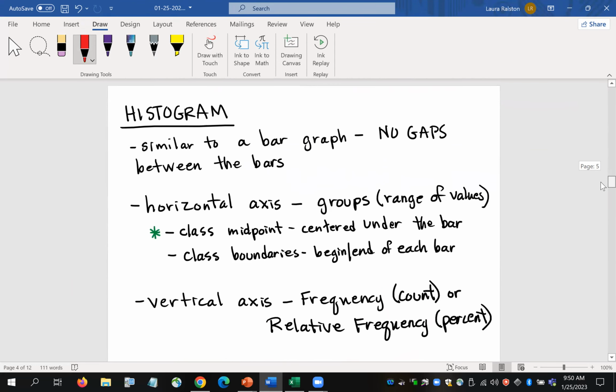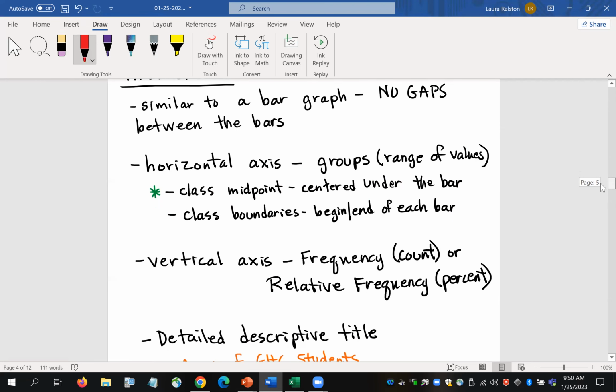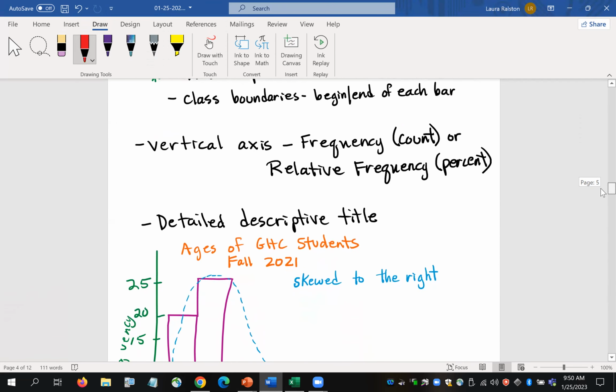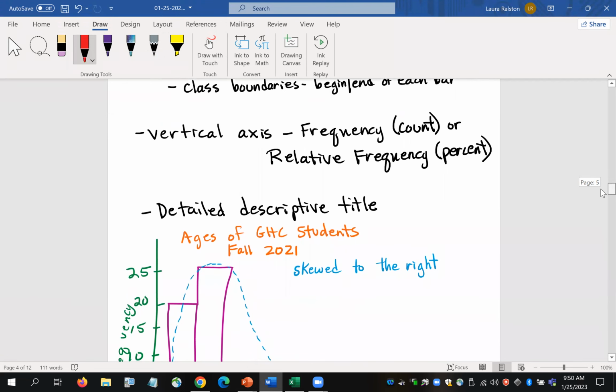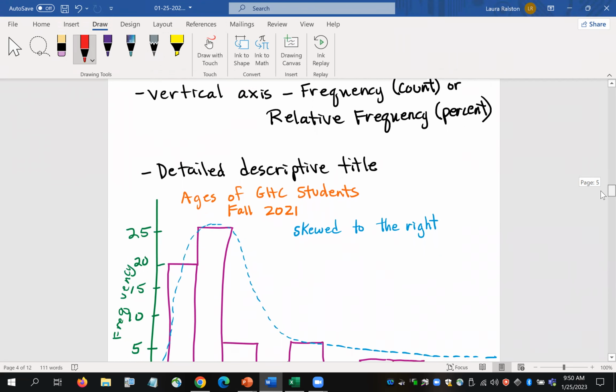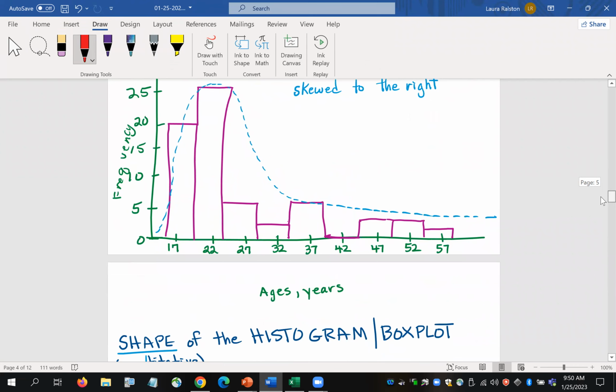Then we began talking about the histogram, which I noted was similar to a bar graph, but you have no gaps between the bars. Your horizontal axis is your groups, which is your range of values. Minitab specifically uses the class midpoint. The vertical axis was your frequency or relative frequency, and any graph you create should always have a detailed descriptive title. And I drew it, kind of rough sketched it by hand for you.